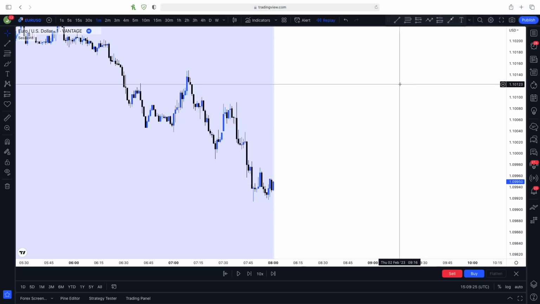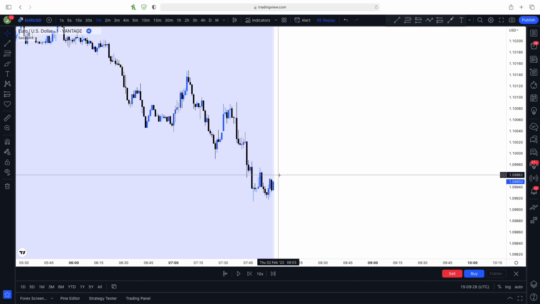So today we have the Euro USD position to go over from the 23rd, so last Thursday. So let's get straight into it as always.